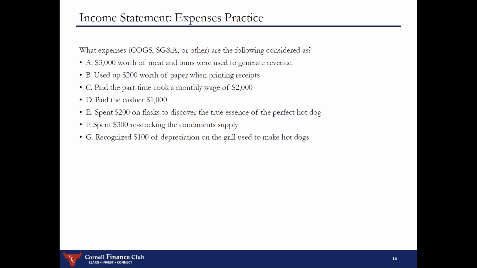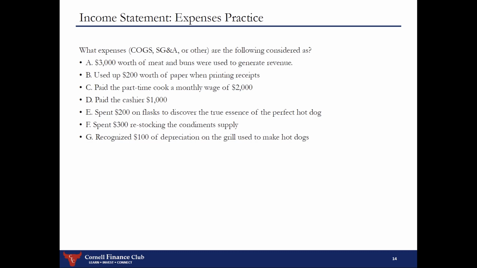Pay the part-time cook a monthly wage of $2,000. This is COGS. A cook is used in the direct production of hot dogs. Pay the cashier $1,000. This is SG&A. Cashier sells the hot dogs. Spend $200 on flasks to discover the true essence of the perfect hot dog. And this is R&D, so other, because you're researching, developing an innovation that can improve your business.